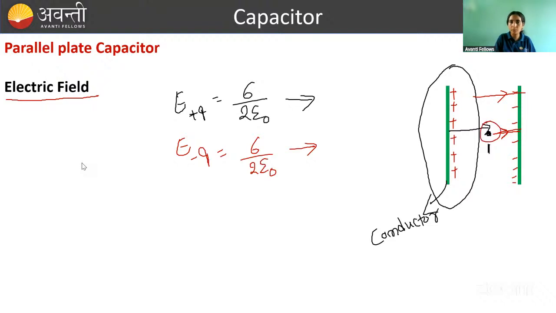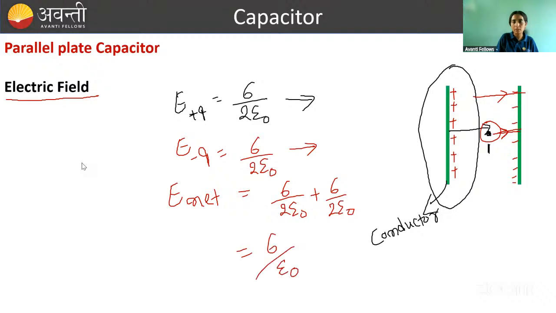So at this point, what is the net electric field? Net electric field is sigma by 2 epsilon naught plus sigma by 2 epsilon naught, so sigma by epsilon naught. What is this sigma? If you remember, it was the charge stored, charge per unit area. So if this plate of the capacitor has an area A and it has charge plus Q, then sigma is equal to Q by A. Clear?